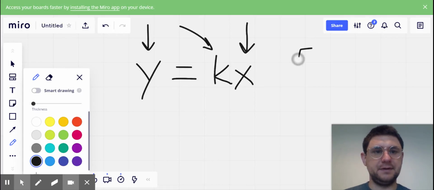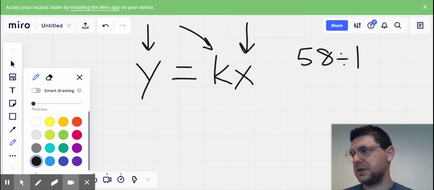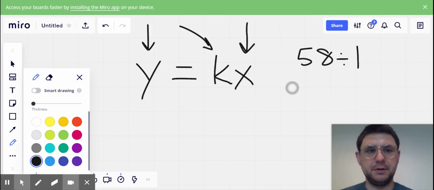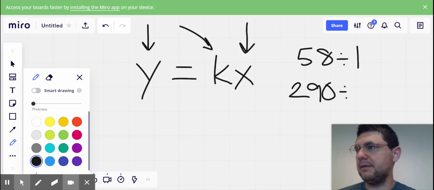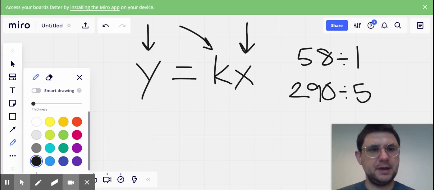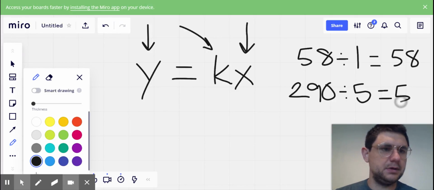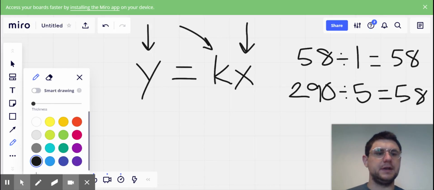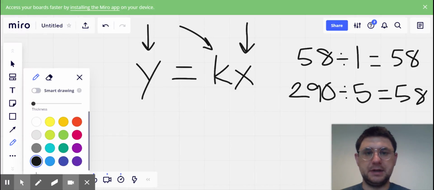So I'm going to say 58 divided by 1, and then just to compare, I'm going to do 290 divided by 5, just to make sure it's the same. 58 divided by 1 is 58. And then 290 divided by 5 is also 58. Okay, so our constant of proportionality is 58. And so that's what's going to be substituted in for the k.